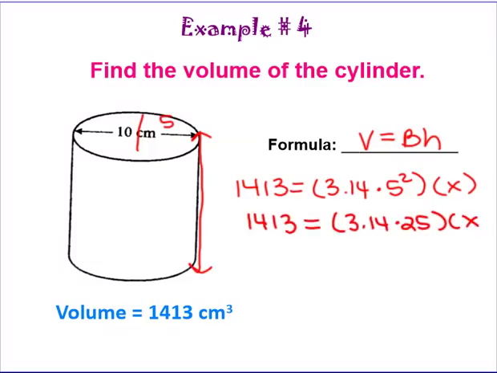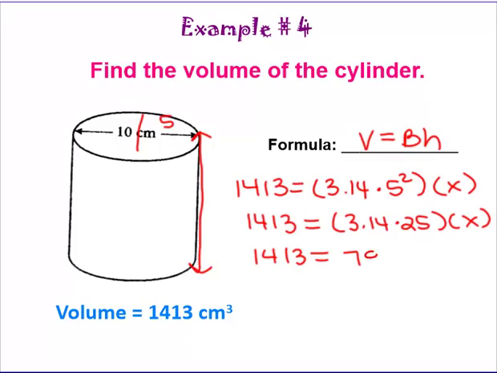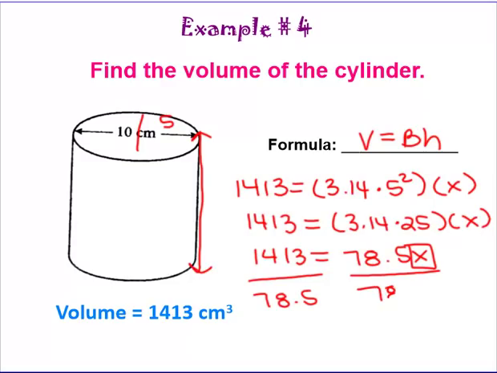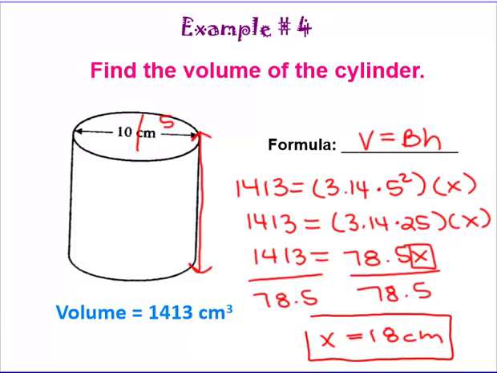So 1,413 equals, I'm going to go ahead and simplify my base here. 5 to the second power is 25. So then 3.14 times 25, and actually I don't need the parentheses there, that's going to give us 78.5x. Box the variable, divide both sides by 78.5, and that's going to give us a height of 18 centimeters. Now remember, when you are finding a missing dimension, your answer to the dimension is not going to be cubed because it's just one of the dimensions.